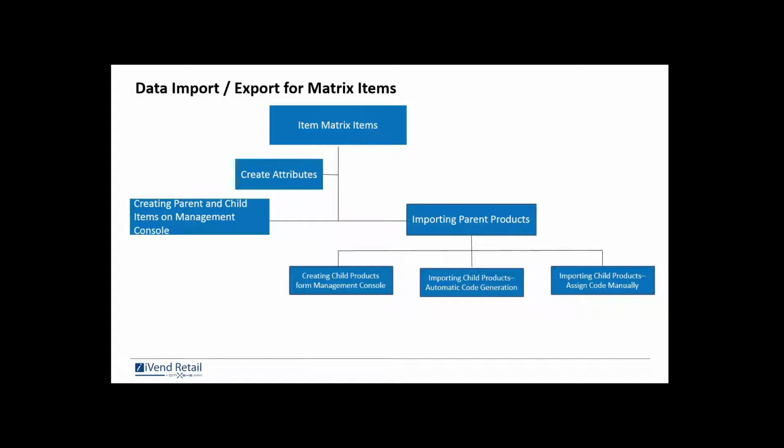Now, when I import the parent products, again, I can go for either of three approaches. One, I create the child products manually, which is again the classic style. Or I can import the child products. Now, when I import the child products, again, we have two methodologies to go with. One, the child item codes will generate automatically, or I can assign the codes for the child products. What this is all about and how we do it, I'm going to take into further detail. This slide was just to give an overview of how we go along with item metrics and what we are going to talk about now.